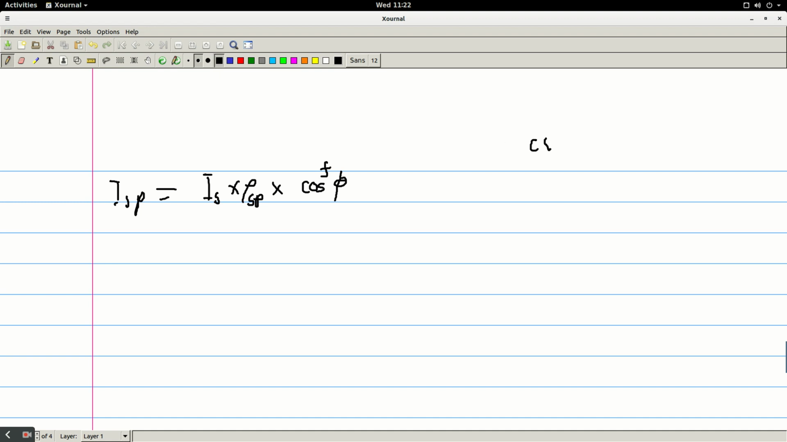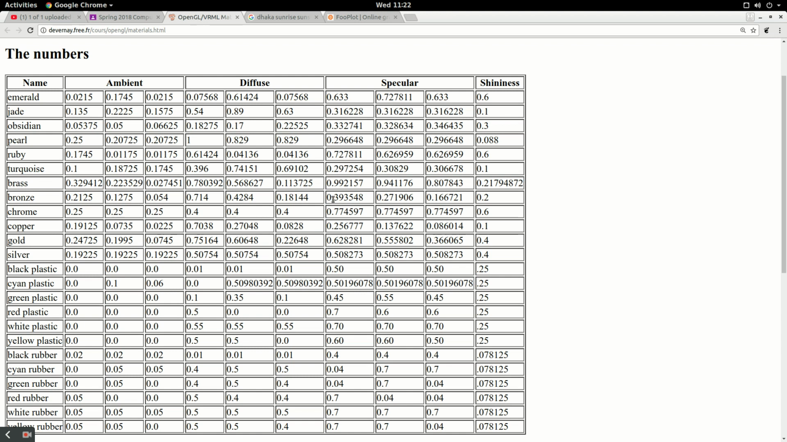This is like cos square theta or cos cube theta, something as such. And this F is actually the shininess that's in the table. We call this shininess, or it's also in Blender known as the hardness. So that's what you can control right over here. Okay, how do you get this rho_SP? It's kind of obvious. Go to the table and you can read up these values.